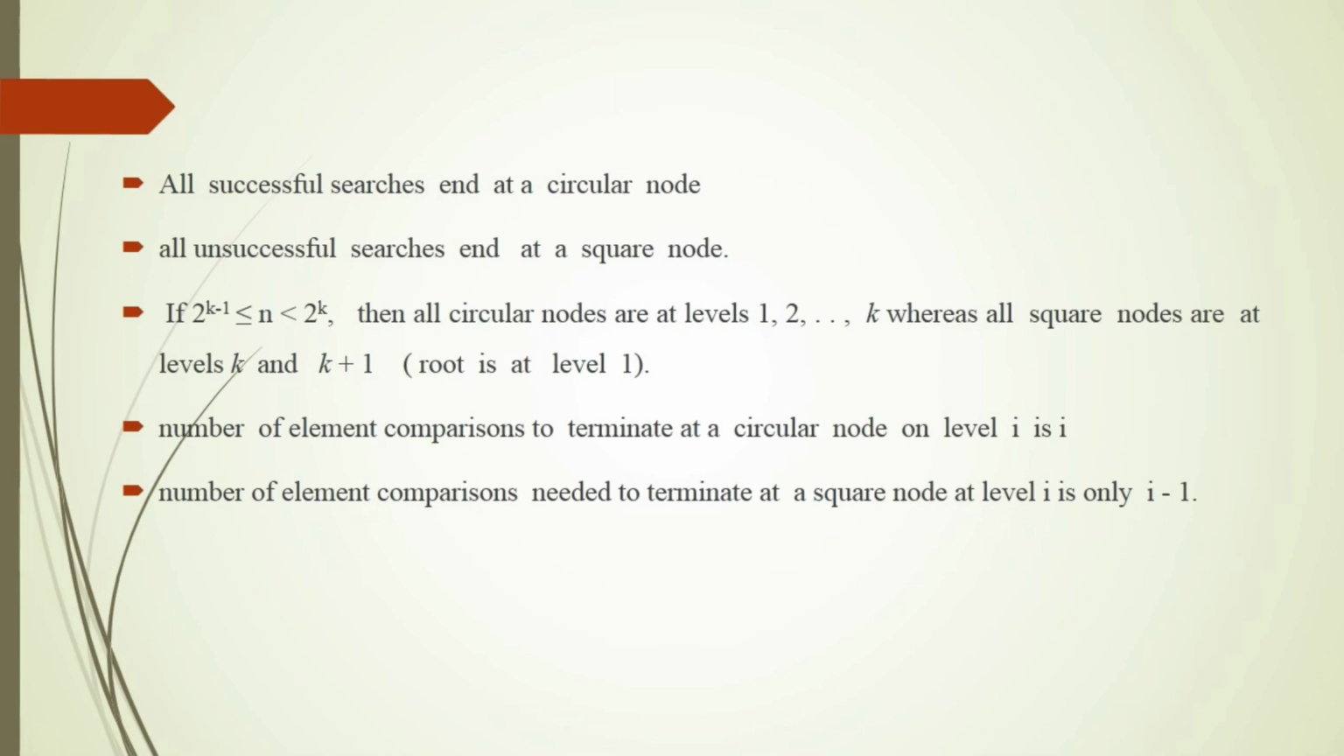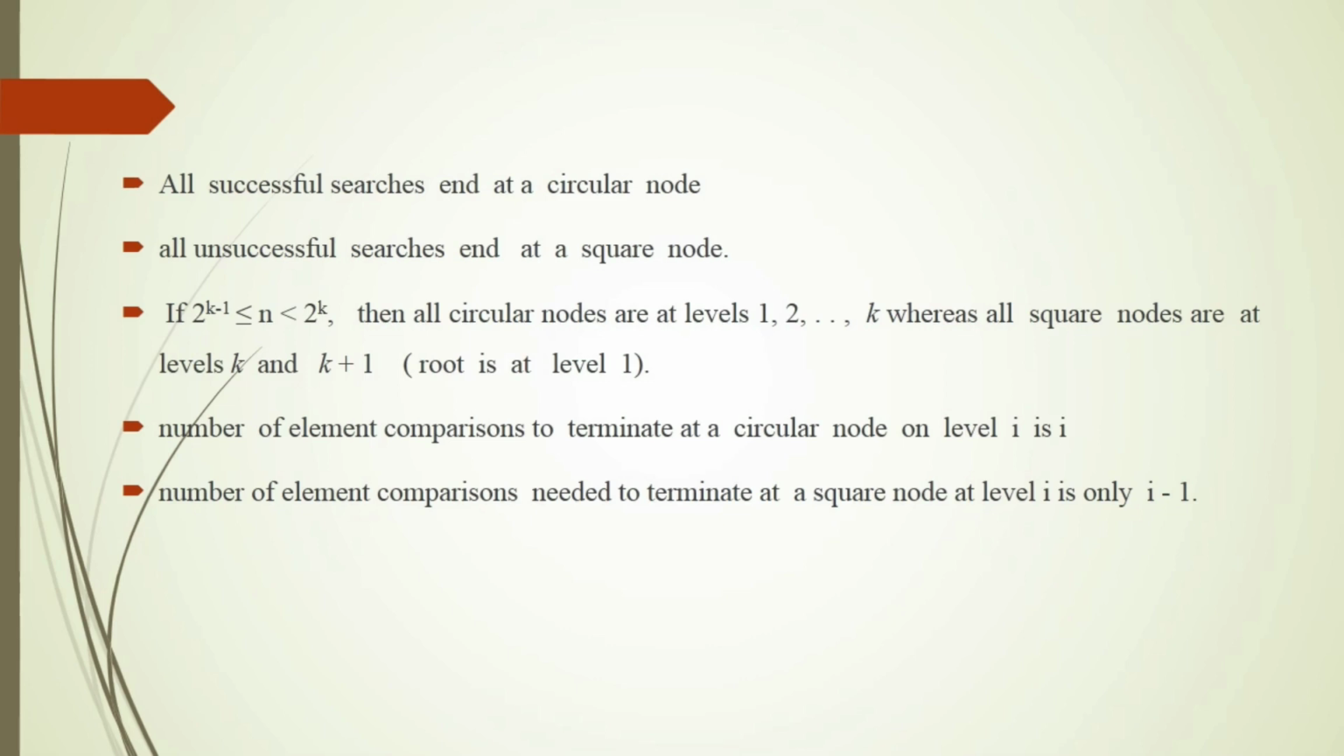So if 2 to the power of k minus 1 and 2 to the power of k is the range for the value of n, then all circular nodes will be at levels 1, 2 up till k, whereas square nodes will be at levels k and k plus 1. Remember that the root is at level 1.